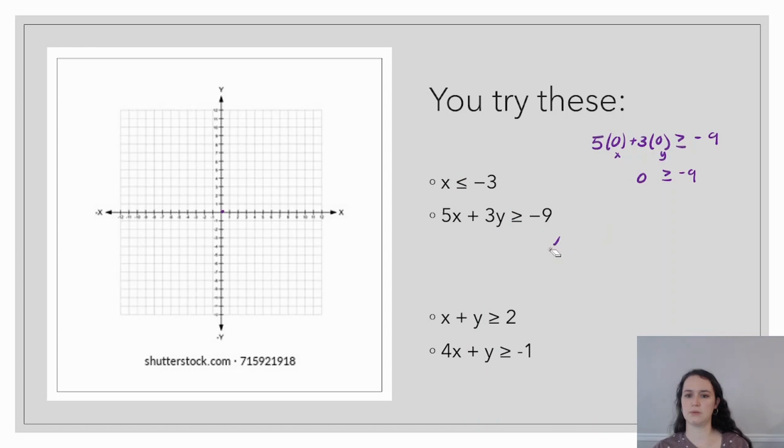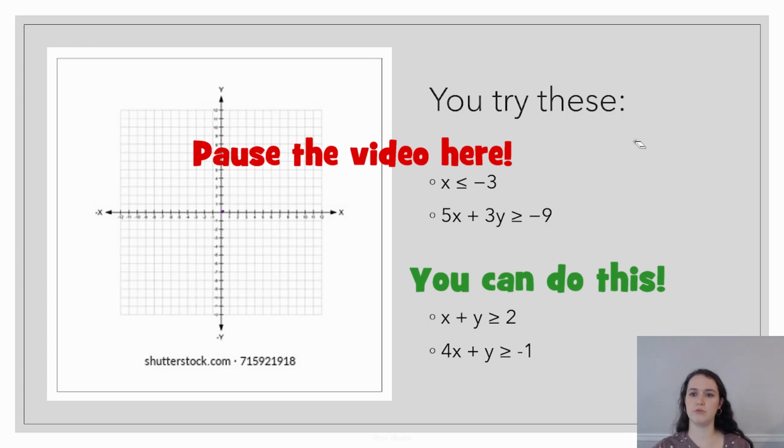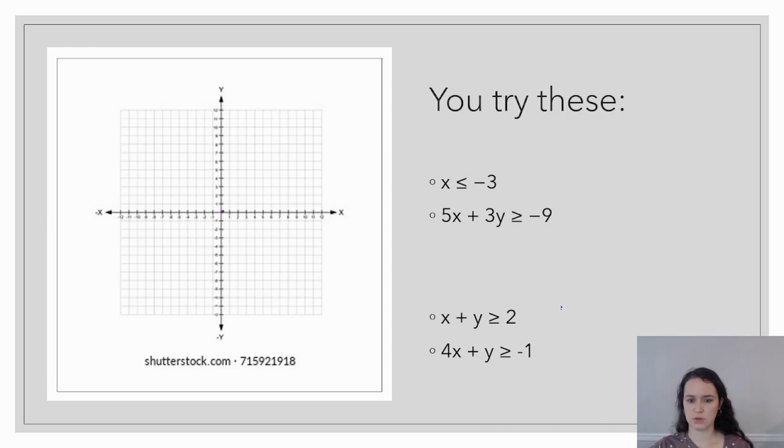Just for spacing, I'm gonna erase this. The bottom two we have to rewrite into slope-intercept form. So that's going to be y is greater than or equal to -x plus 2. Remember, when you divide by a negative with inequalities, you have to switch the sign. Here, I'm just subtracting, so I don't have to do that. So I just subtracted my 4x.